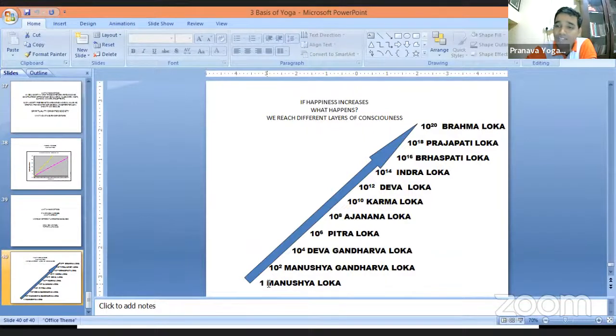Freedom increases with silence. Freedom from what? Freedom from all the bondages, cravings, instincts. So that's how this is the Manusha Loka. As your happiness increases, you are reaching higher ones. These are all designations. Even in the Manusha Loka only, you can see Gandharvas, Manusha Gandharvas, Deva Gandharvas, and all.